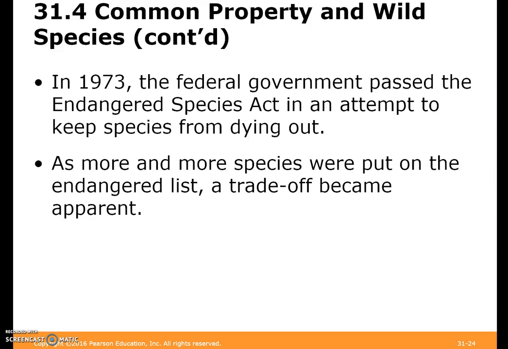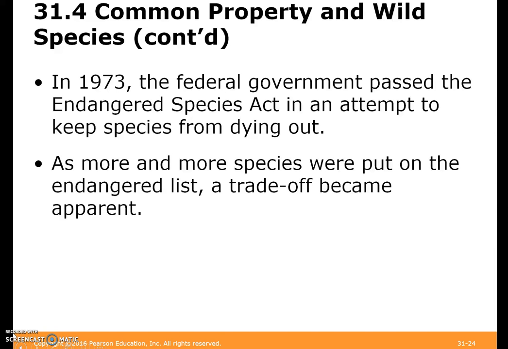In 1973, the federal government passed the Endangered Species Act in an attempt to keep species from dying out. And as more and more species were put on this list, the trade-off became apparent. How do we protect these species, and how do we fund it? How do we assure that this common property is protected for the good of all of us?